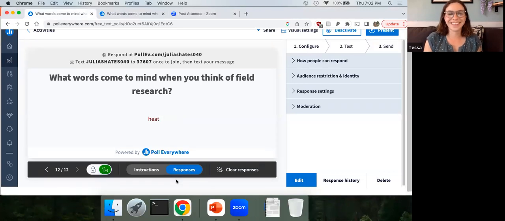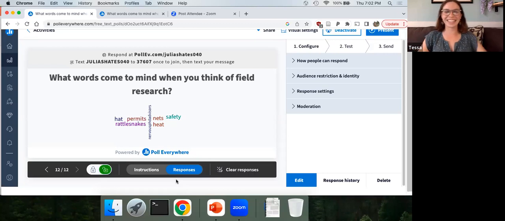Heat. Absolutely. Hat, we wore hats. Safety. Yeah, that's important. Rattlesnakes. I did see a few of those. Nets. Yeah, if we're collecting insects. Permits. Yes, we did get our permits from Anza-Borrego Desert State Park. Don't worry. Nervous PhD advisors. I'm pretty sure my advisor put that.